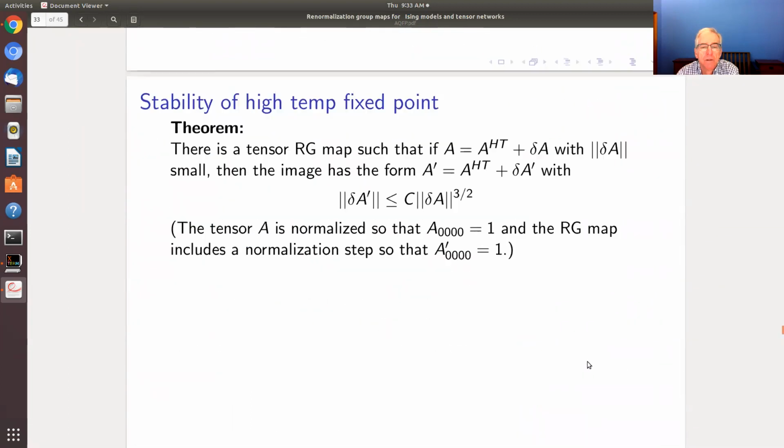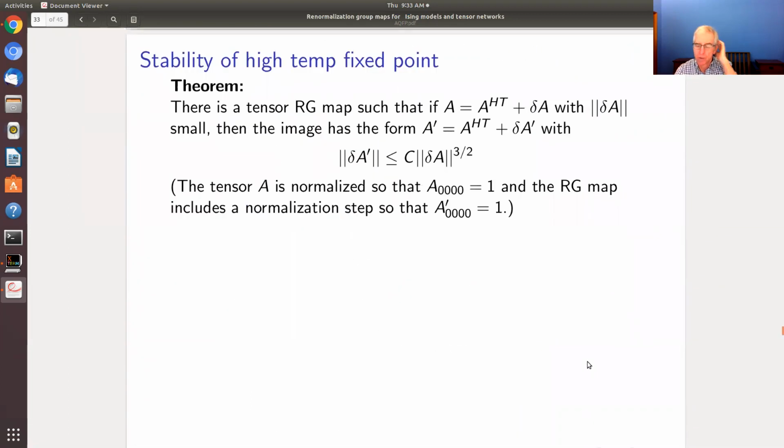Okay, so let me pause and state a theorem. There is a way to define that disentanglement so that you get a tensor RG map, so that if you start with the high temperature fixed point plus a small perturbation, then the image under this map is the high temperature fixed point plus a perturbation, and the norm of the perturbation is bounded by a constant times the norm of the original perturbation raised to the 3 halves. Notice it's 3 halves, not 2.